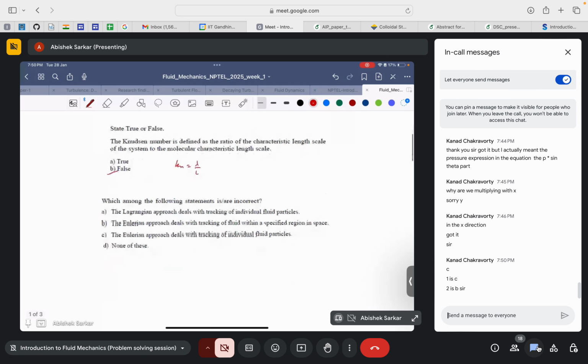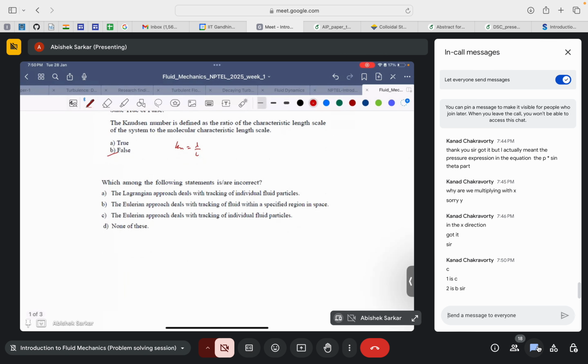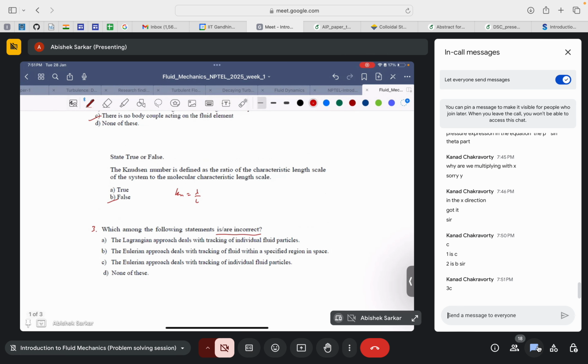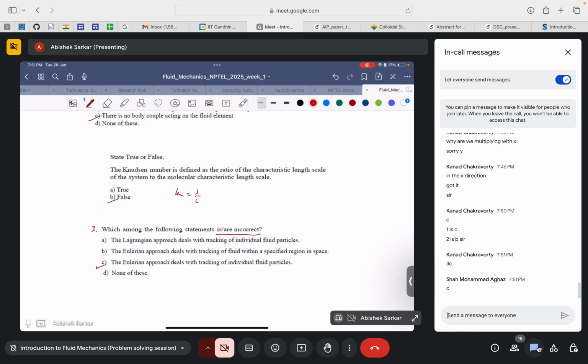Which of the following statements is or are incorrect? A: a Lagrangian approach deals with the tracking of individual fluid particles. B: Euler's approach deals with tracking of fluid within a specific region in space. C: Euler's approach deals with tracking of individual fluid particles. So question number 3, can you tell the answer? It is C, so that's correct. I encourage others also to reply. Thanks. So 3 is C, that's correct.